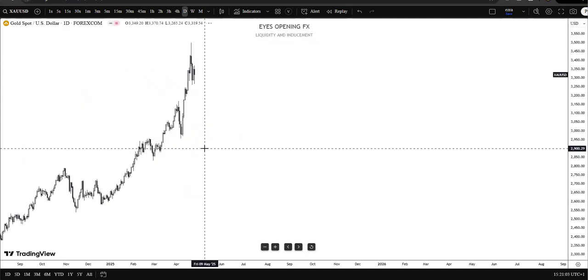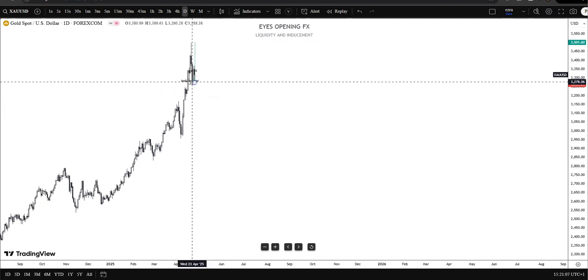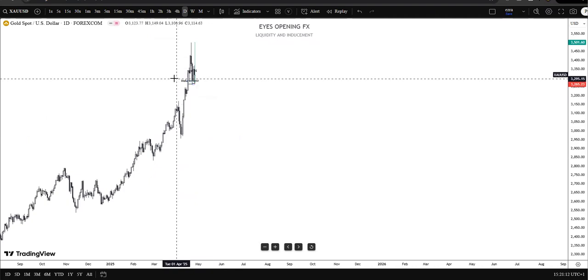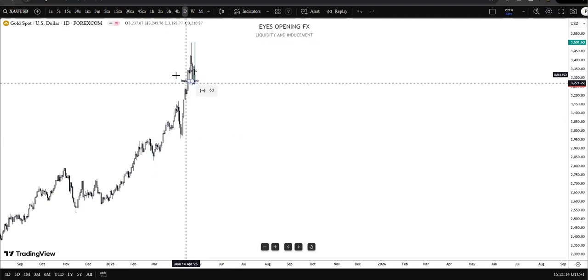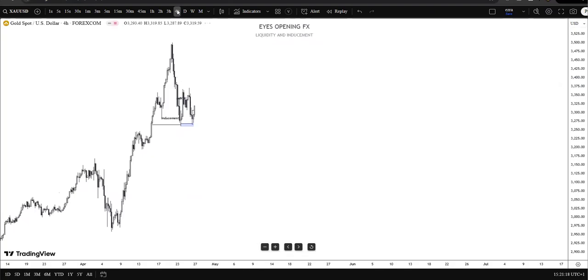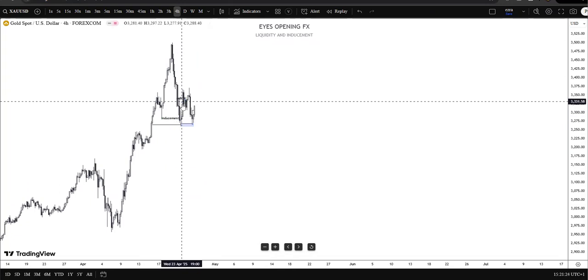Now we go back to gold. On gold, we have market grabbing liquidity right here, a clear liquidity grab right here. So the next thing I expect of market is a bullish expansion, which market did on Friday. So market used liquidity bull structure on the 1 hour time frame right here.